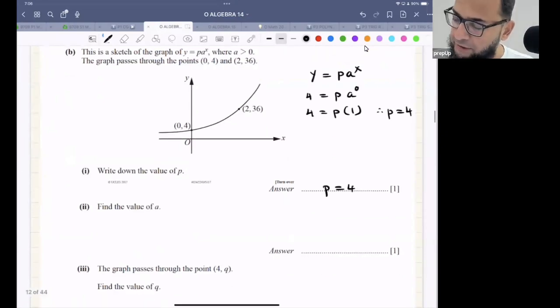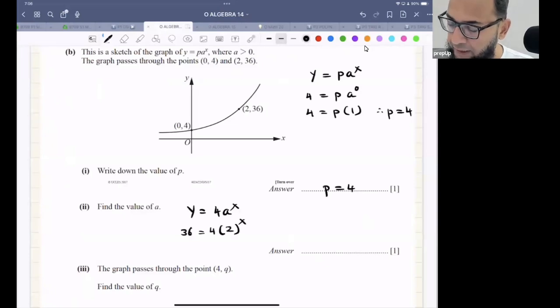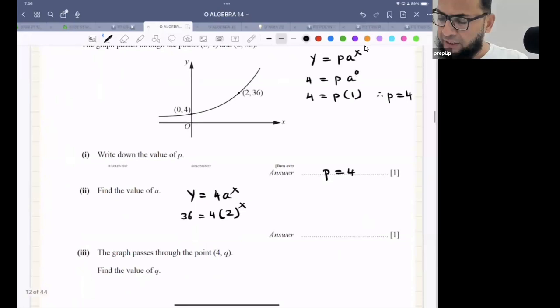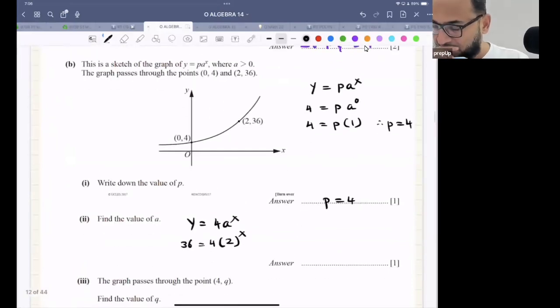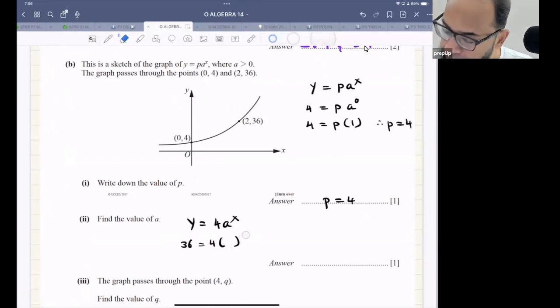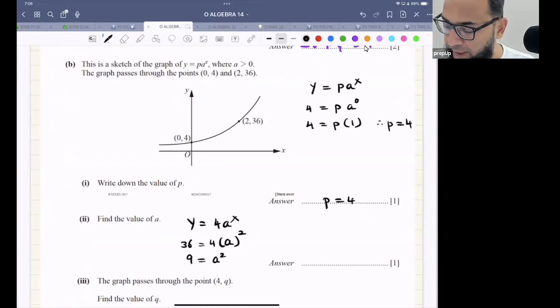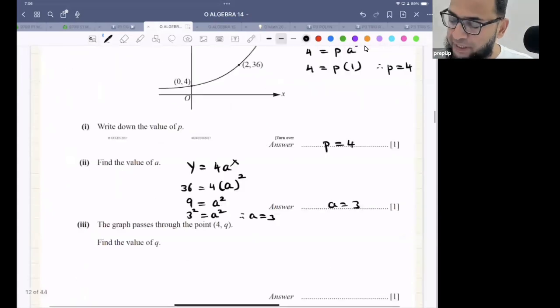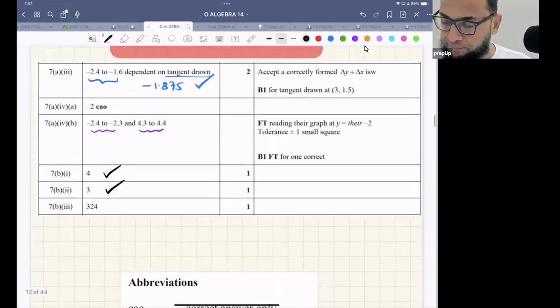Find the value of a. So now plug it in. Y is equals to 4 a power x. Now plug in x is equals to 2 and y is 36. This is 4, a is 2 power x. So this is 36 divided by 4, the value of p, a power x. So we are looking for this thing. This a is unknown and x is 2. 9 is equals to a square. 3 square is equals to a square. Therefore, a comes out to be 3. So p is 4, a is 3.